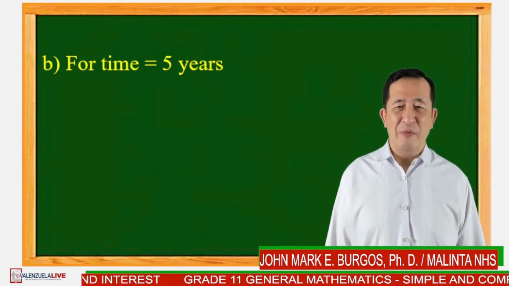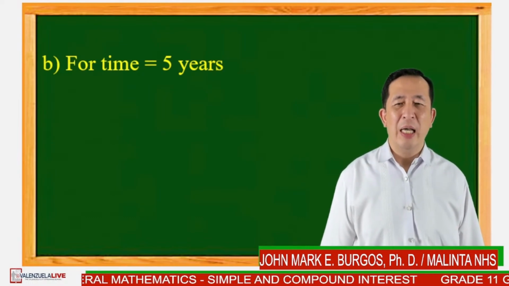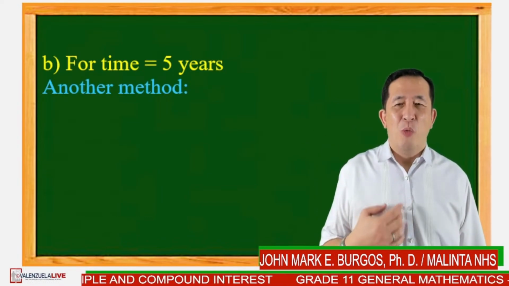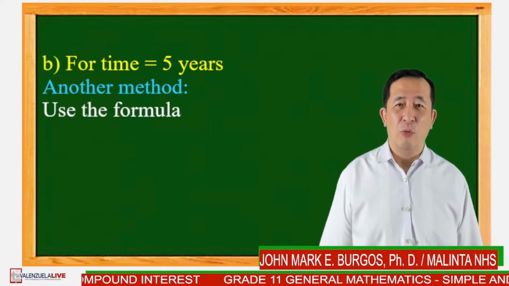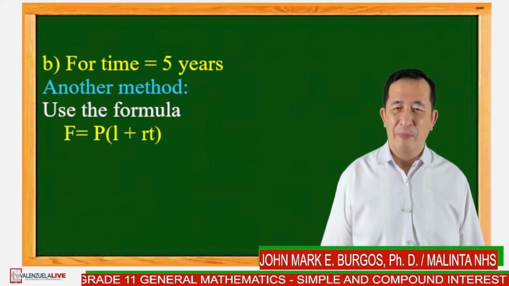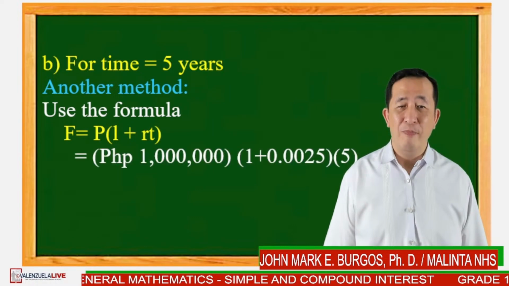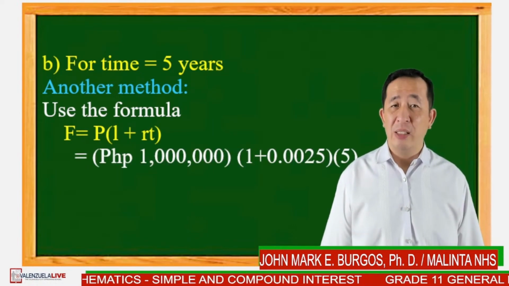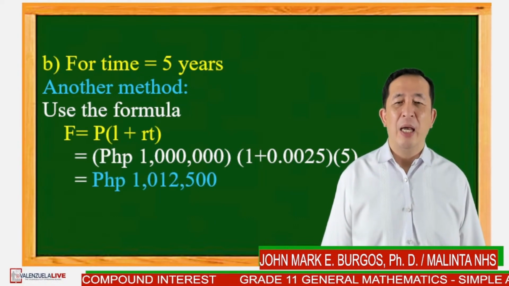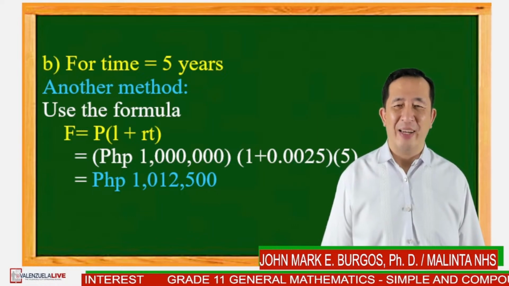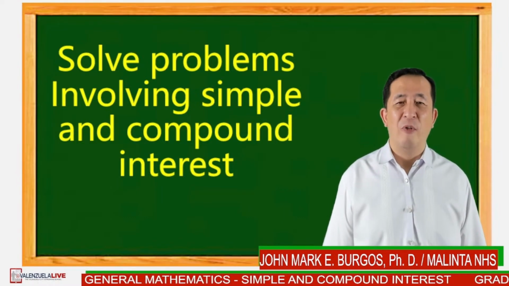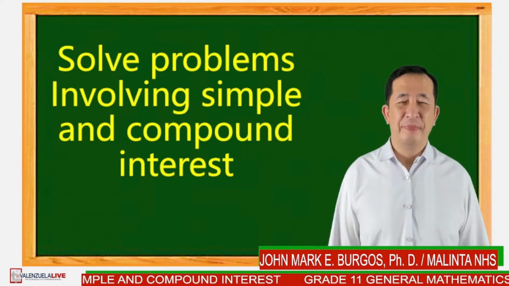Still, for 5 years, again, in computing the maturity value for 5 years, we can use another method. We can use the formula F is equal to P times the quantity 1 plus R times T. To substitute the values, we have 1 million times 1 plus 0.0025 times 5. The maturity value will be 1,012,500 pesos.